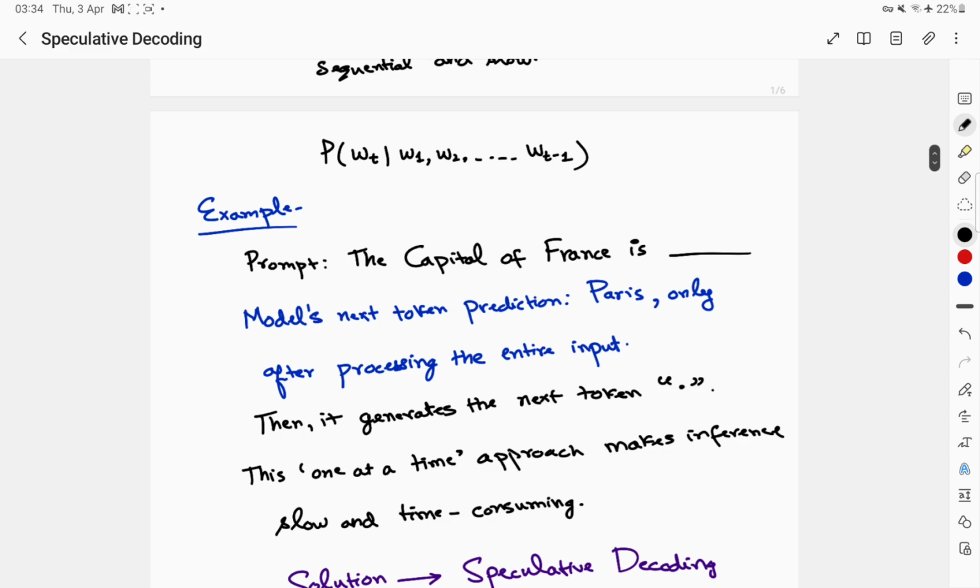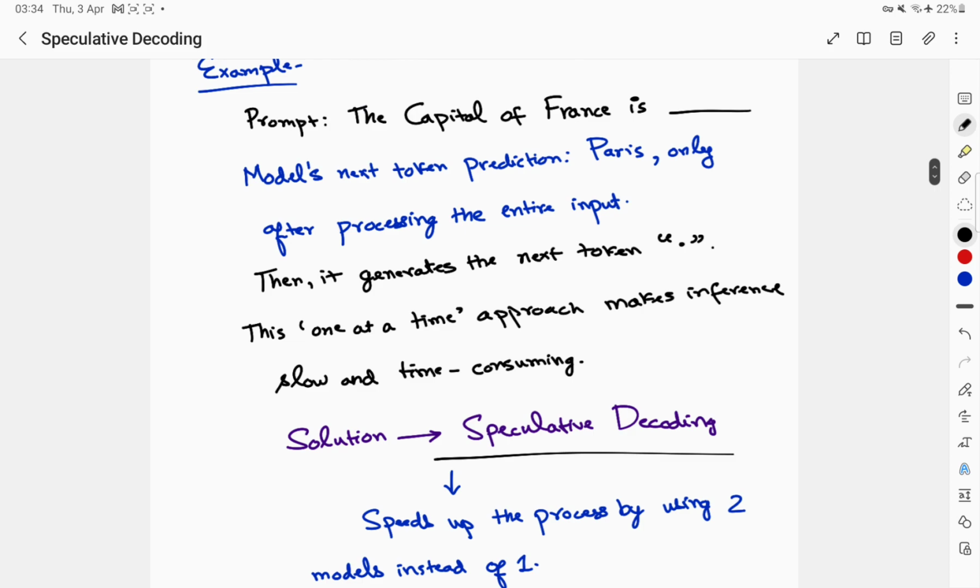So an example could be, let's say that the prompt that we have is "the capital of France is -". So that's what the model needs to predict. Now the model's next token prediction would highly likely be Paris, but it can only generate that token after processing the entire input sequence. And that is a major problem because all of this makes it pretty sequential and that would make it very slow.